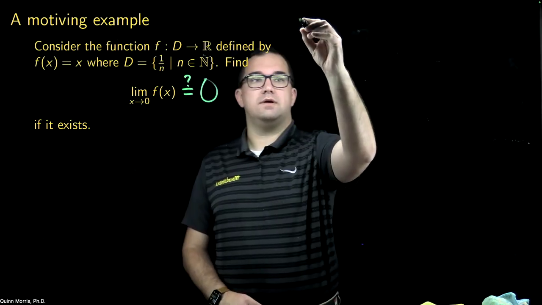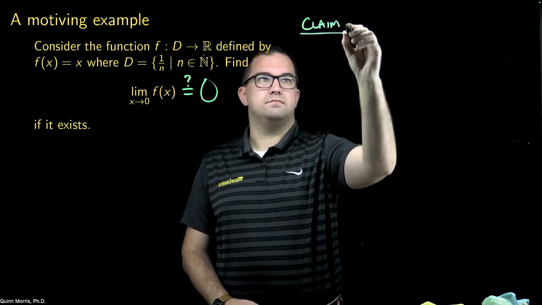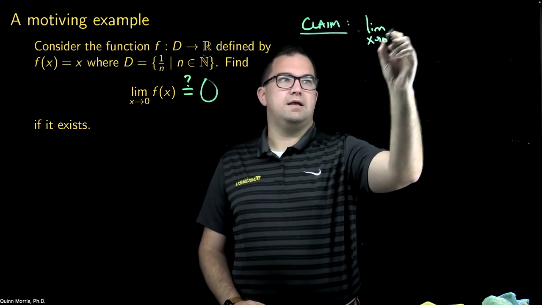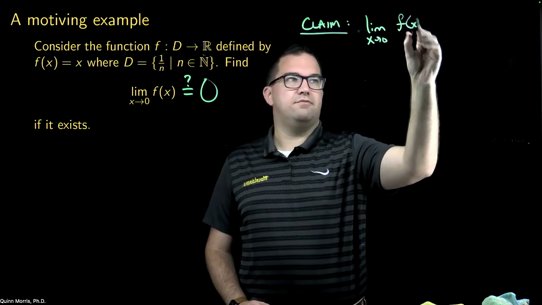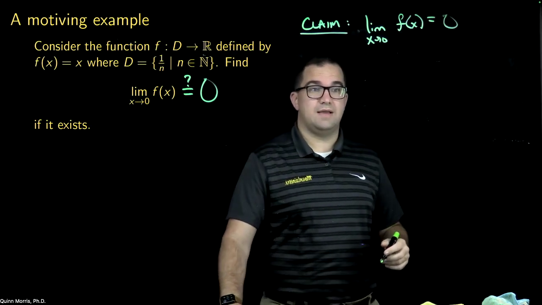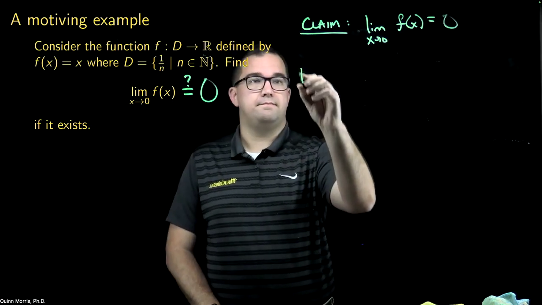Okay. So again, here my claim will be that the limit as x goes to 0 of f of x is equal to 0. I want to see if I can prove that using this new definition of the limit. All right.